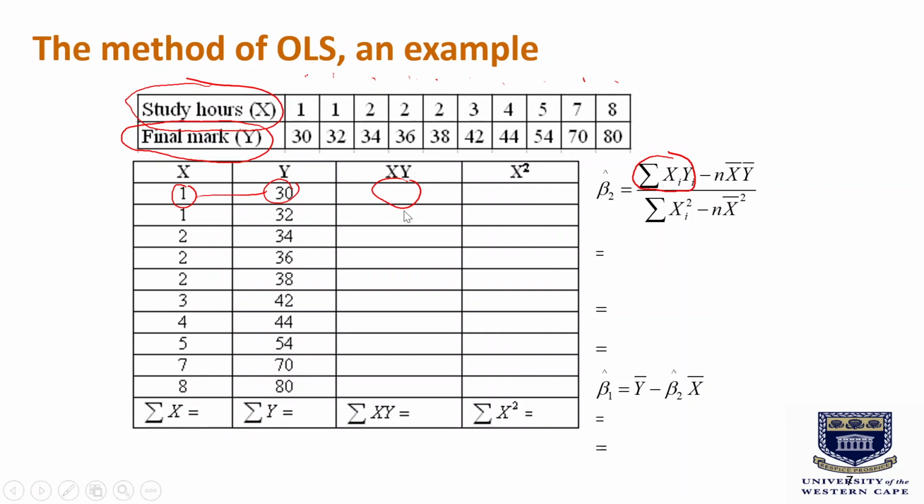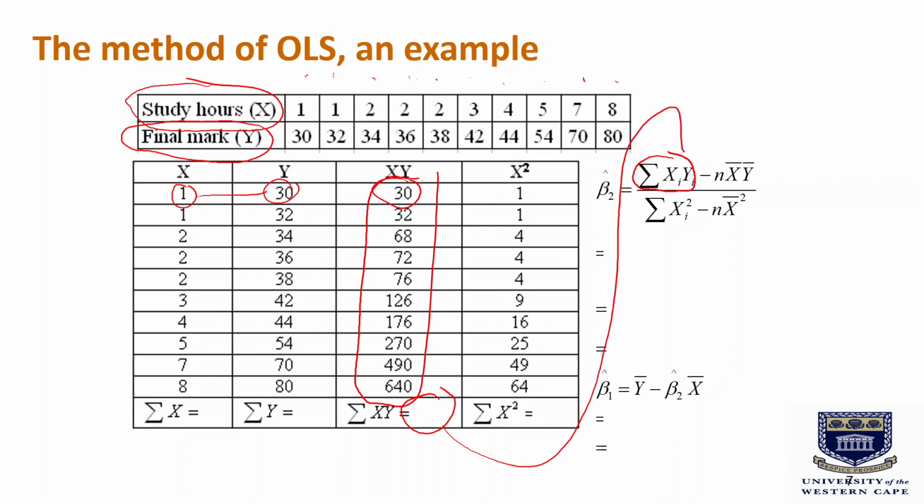And then we can fill out this column, and when we sum all of these values together, we obtain some number over here, and that then becomes this term over here.